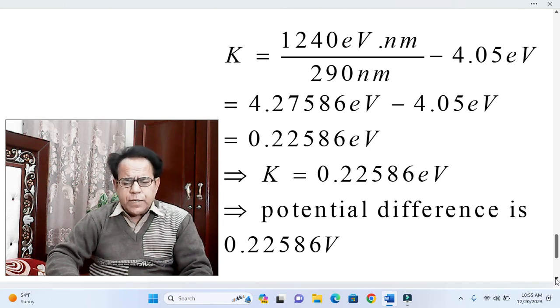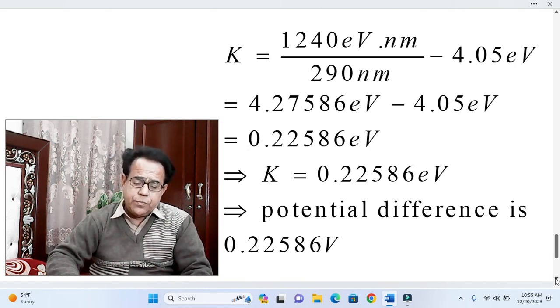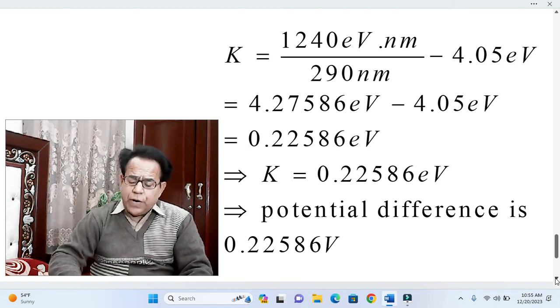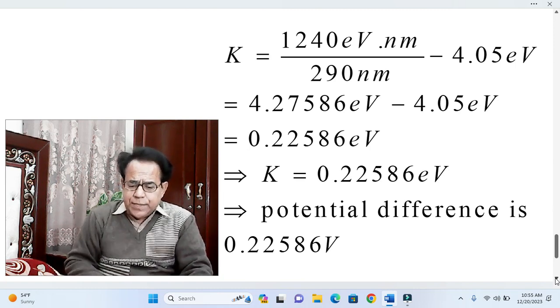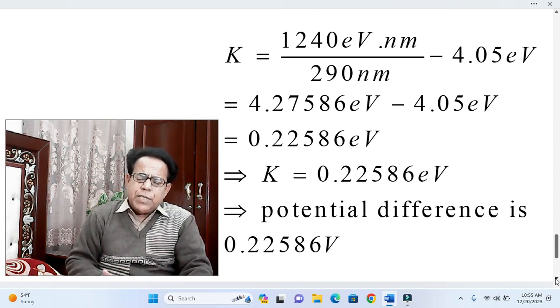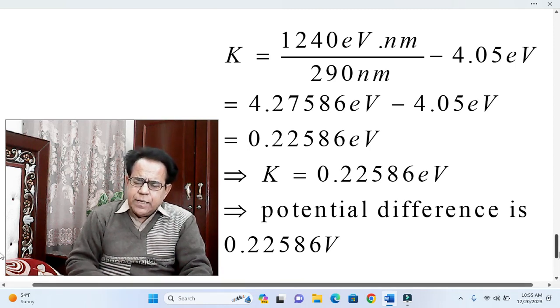After simplification, our kinetic energy becomes equal to 0.22586 electron volt. This is the kinetic energy in electron volt, but we are required to find just the value of V, the potential difference. So this implies that the potential difference is 0.22586 volt. What we have done is simply ignored the electron from electron volt, and then simply V is the potential difference. So I think the matter is solved.